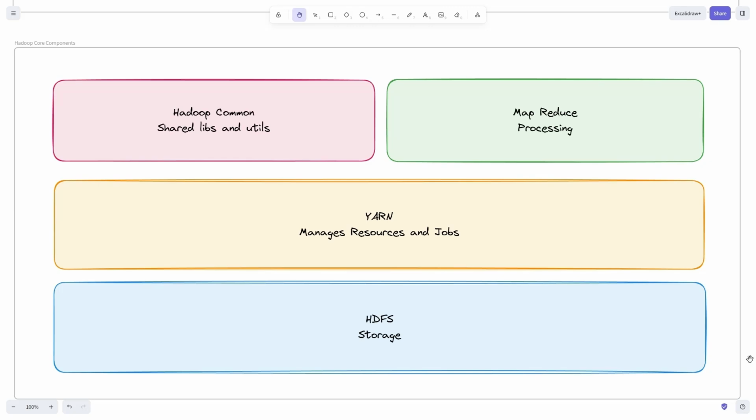MapReduce is responsible for data processing. Processing large datasets on a single machine is slow. MapReduce allows Hadoop to process data in parallel across multiple machines. This significantly improves performance for batch workloads. Hadoop Common contains shared libraries and utilities. These are used by all other Hadoop components. It provides the basic services required for Hadoop to function.